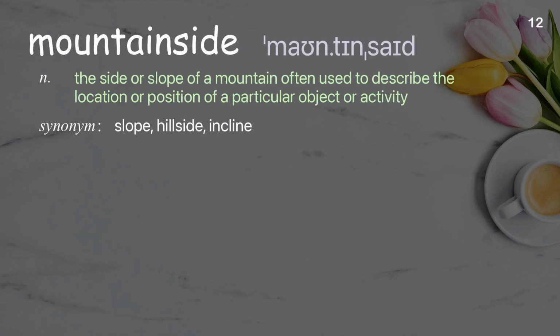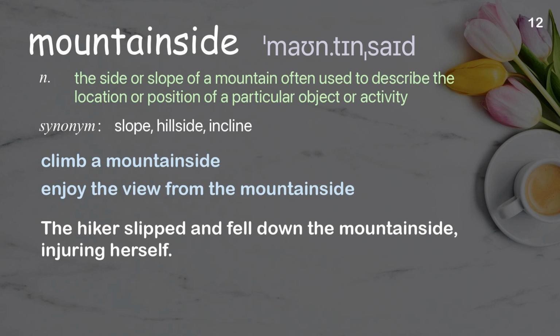Mountainside. The side or slope of a mountain, often used to describe the location or position of a particular object or activity. Examples: climb a mountainside, enjoy the view from the mountainside. The hiker slipped and fell down the mountainside, injuring herself.